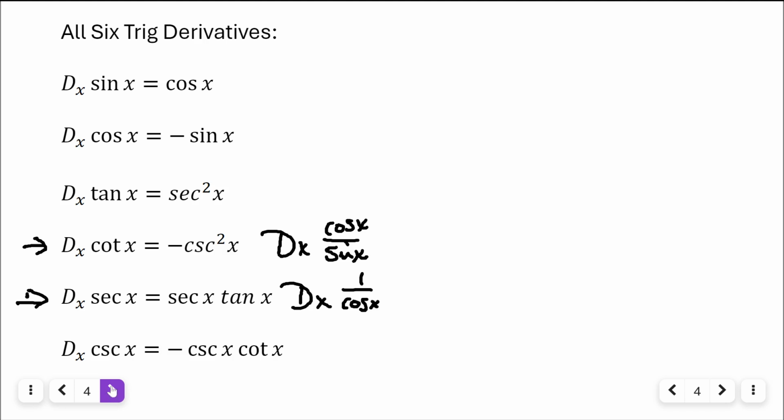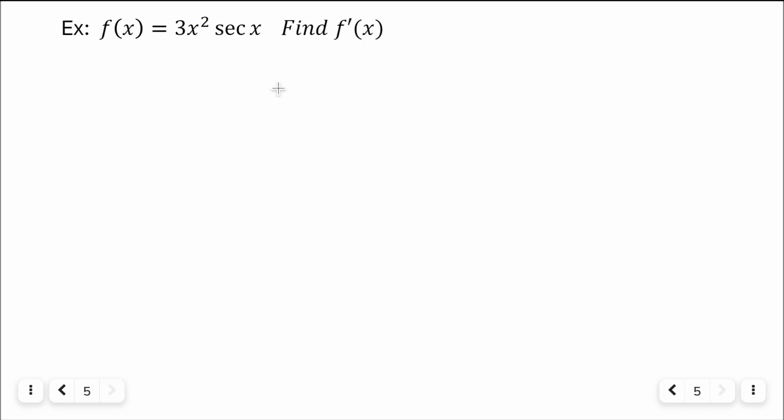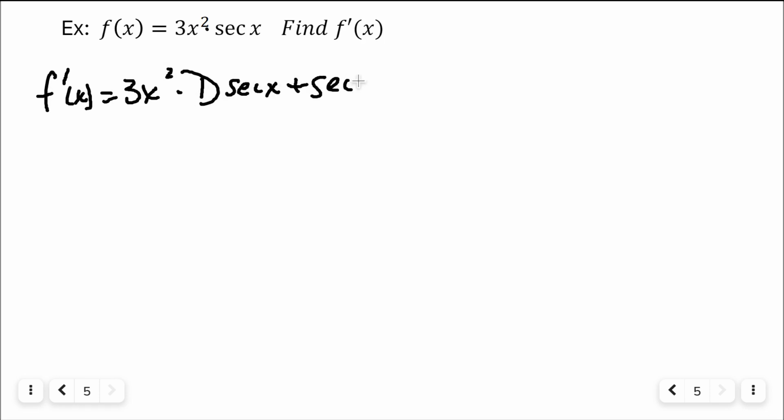All right, so let's take a minute here. We'll try one just to make sure you got the idea. F of x is 3x squared times secant x. Find f prime of x. This is a product rule problem. Remember your product rule. Okay, we're going to derive f of x. So we're going to leave the first, 3x squared. We're going to derive the second, plus leave the second, and derive the first.